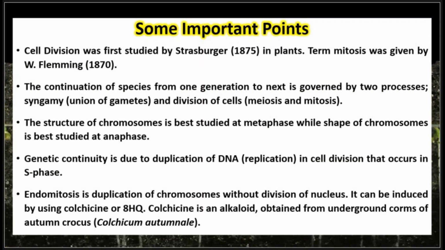Anaphase and metaphase in both mitosis and meiosis are very, very important. The duplication of DNA, that is replication, occurs in the S phase, which is actually a part of interphase. There is endomitosis, where there is duplication of chromosomes without cell division, which normally doesn't occur in nature. It can be induced by some chemicals like colchicine.